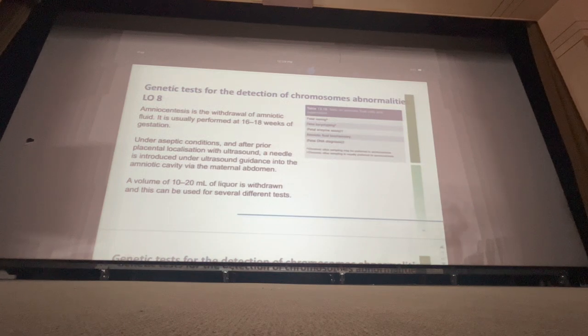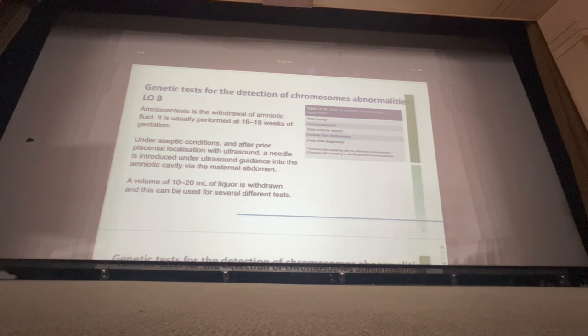So, amniocentesis is withdrawal of the amniotic fluid. It is usually performed at 16 to 18 weeks gestation, under aseptic condition, and after prior placental localization with ultrasound, a needle is inserted under ultrasound guidance into the amniotic cavity via the maternal abdomen.